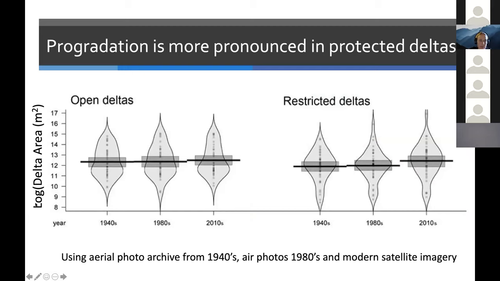Delta area is on the y-axis here and time is on the x-axis. And this is the statistical shape of the wave dominated deltas on the left there, and then more restricted deltas on the right there. So the ones that are constrained really at a fjord head in a narrow place. And so what she is showing, or what we were showing together, is that if you step systematically from the 1940s to the 1980s to the late 2000s, you can see that there's progradation in these systems, like they systematically gain in exposed deltaic area. And it's a little bit more pronounced in the restricted deltas than in the open deltas, but both show this pattern.